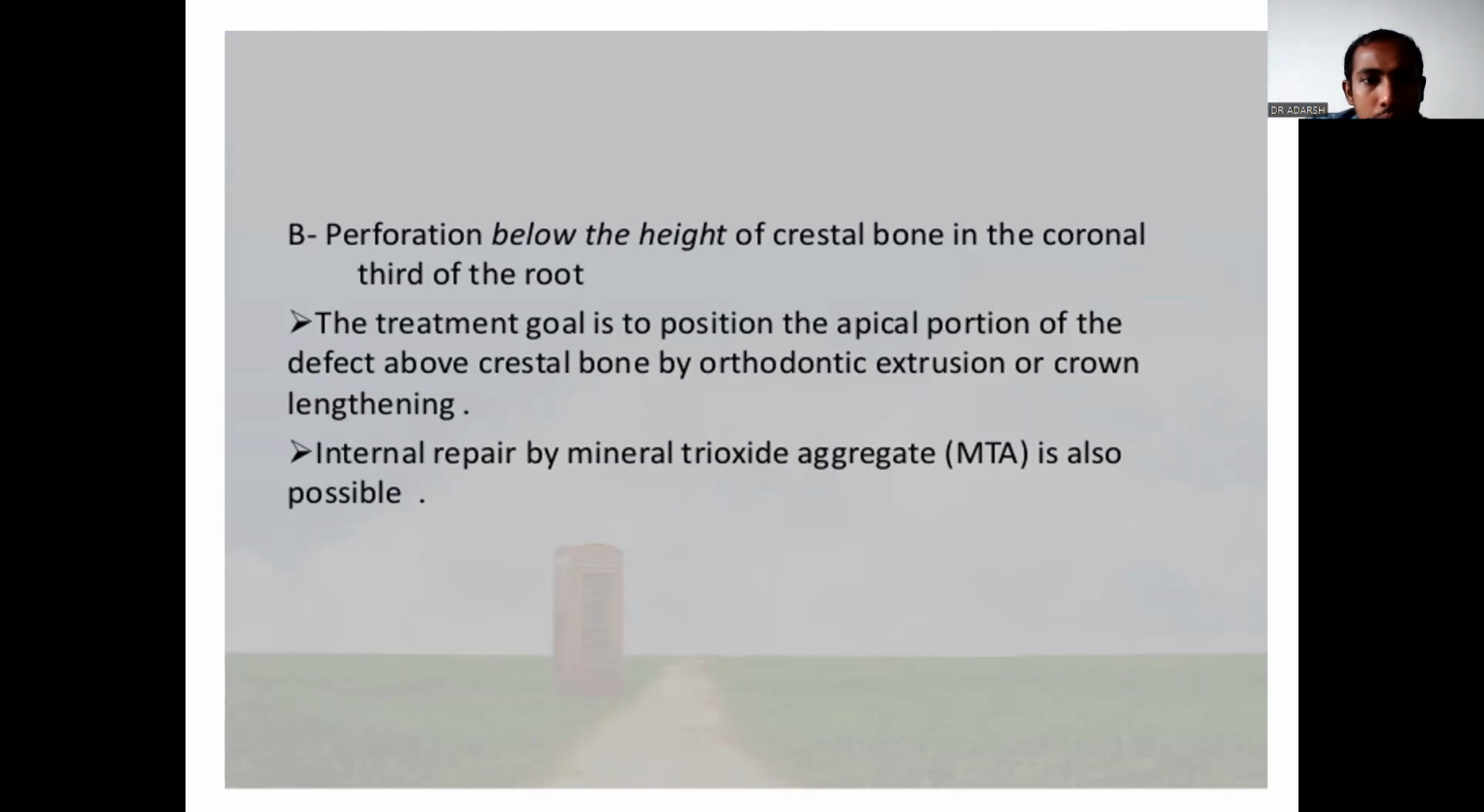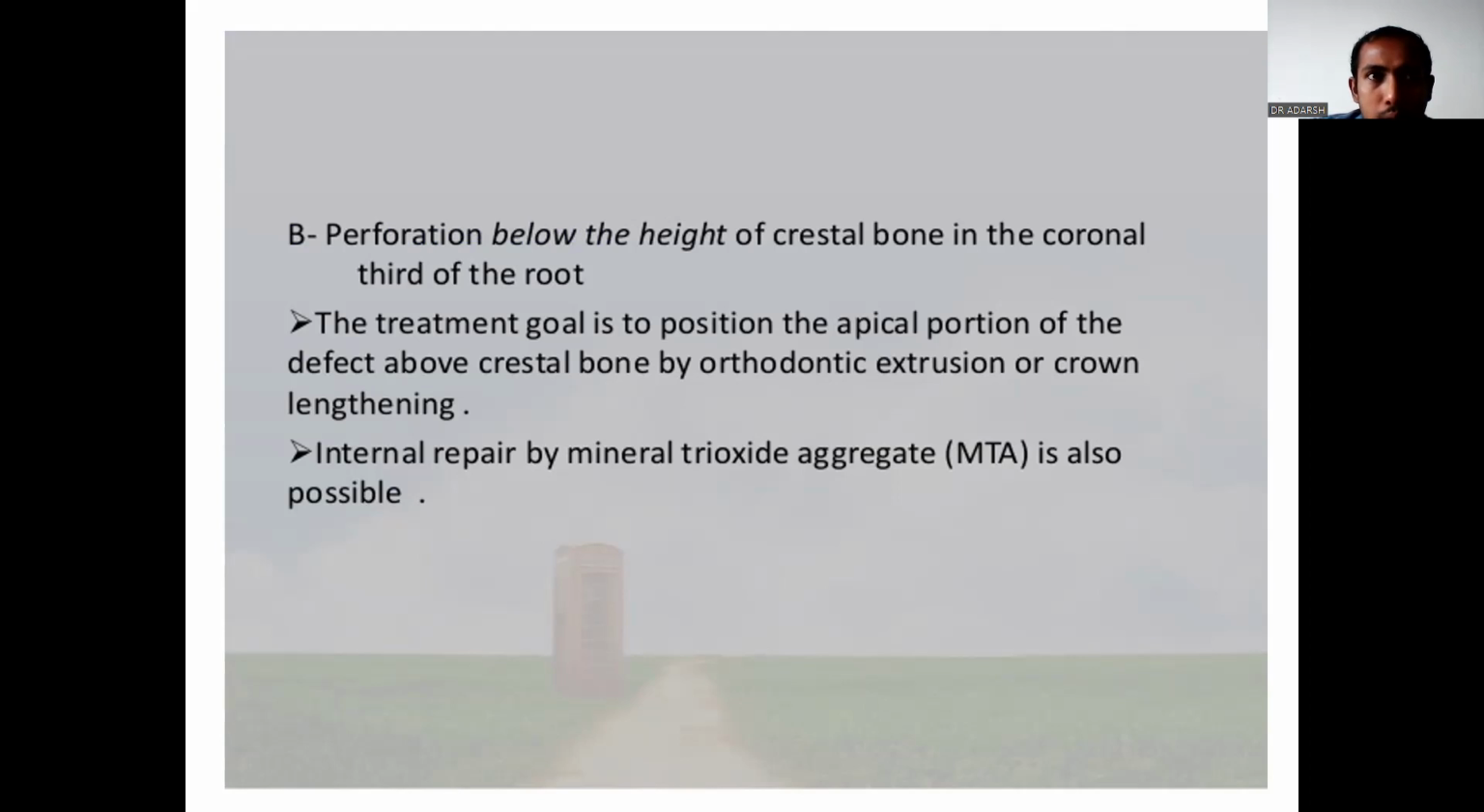Once you get the defect above the crestal bone, you have better visibility and you can easily repair it. So for a perforation below the height of the crestal bone in the coronal third of the root, the treatment goal is to position the apical portion of the defect above the crestal bone by either orthodontic extrusion or clinical crown lengthening. Then, once the defect is above the crestal bone, you can easily repair it with the most successfully used restorative material so far, that is MTA.